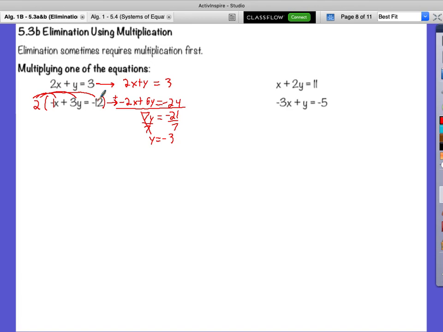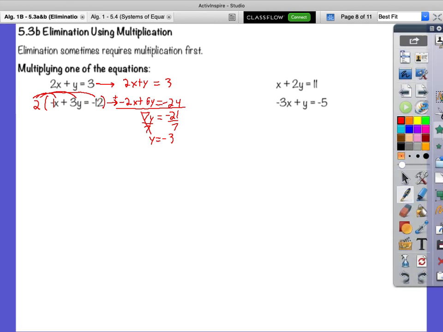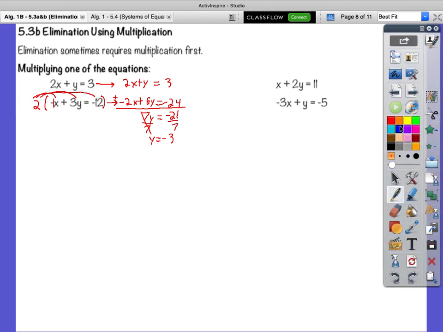Now, let's say Dakota really, really wanted to do the bottom equation. Could he do it? Yeah, he could do that just fine. And he could get the same answer as long as he does the math correctly, okay? We wouldn't even be concerned. But Jake wanted to do the top.